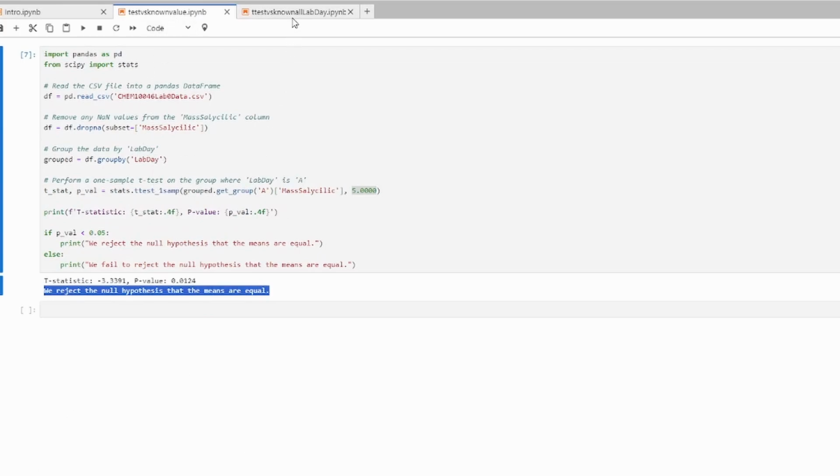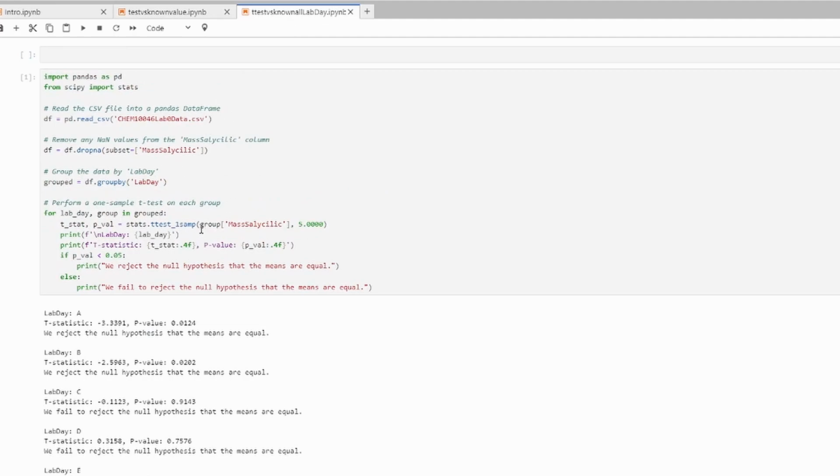Now here is where our equation is. We do have our equation, but it's now in a for loop, like I said. So for lab day in grouped, the t-test and p-value are going to do the calculation on mass of salicylic. For each one of these in the group, which are A, B, C, D, because we've grouped it right here with this variable, so A in grouped, B in grouped, C in grouped, it'll go through and do a calculation versus this.